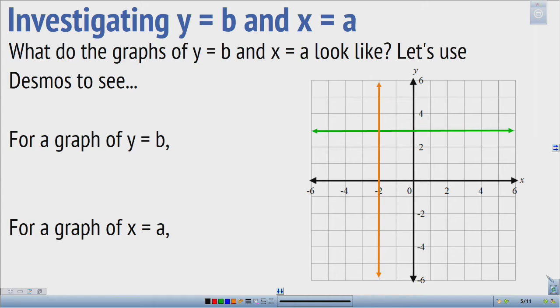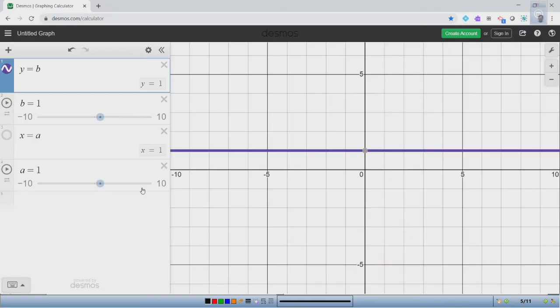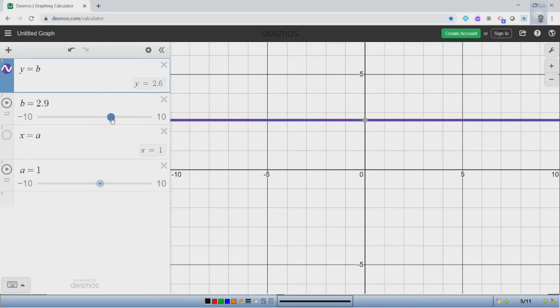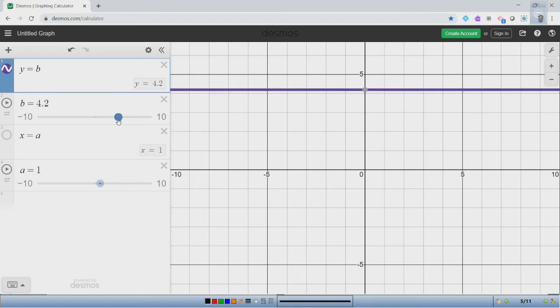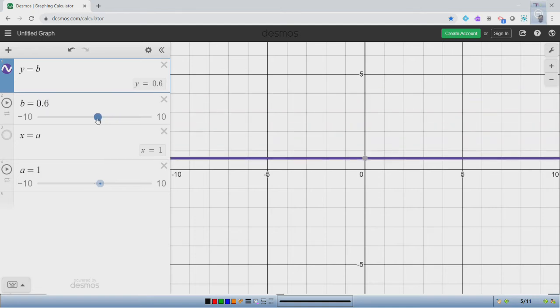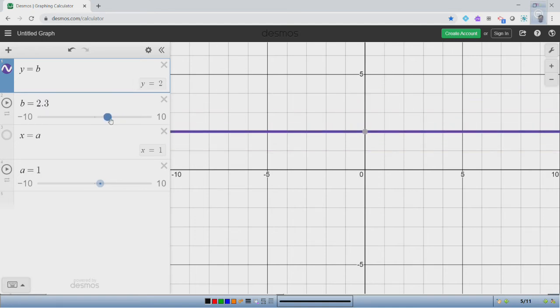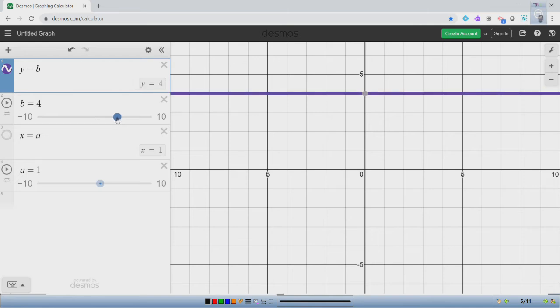Now, let's look at what happens when we have equations that look like y is equal to some number and x is equal to some number. So I'm going to go back to Desmos. Here I've inputted y = b, and I have a slider that controls the value of b. If I make b larger, look what happens. First of all, it's a horizontal line only, and the larger the number, the higher up it is.